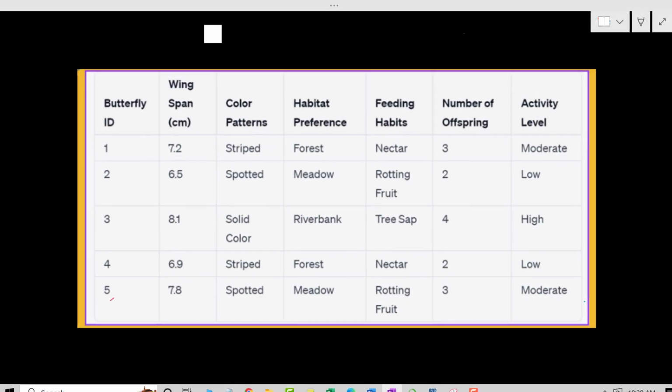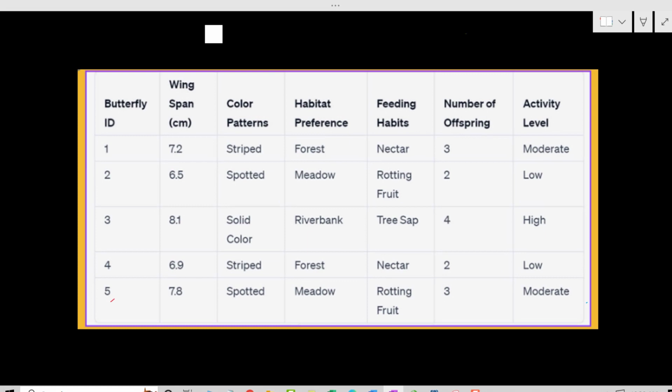This data set represents characteristics of 5 butterflies, and each row is a record which corresponds to one butterfly, and each column is a particular characteristic belonging to that butterfly. These characteristics are variables, and variables have different data types, and on a broader level we have number data type and qualitative data type. If we look at the variables with number data type, we will see that wingspan and number of offspring are the ones which are representing number data type.